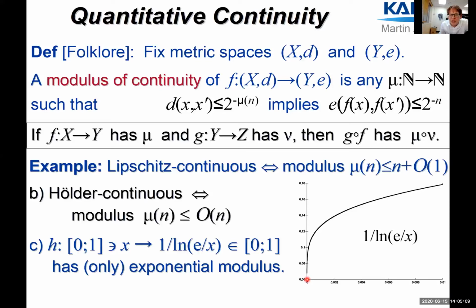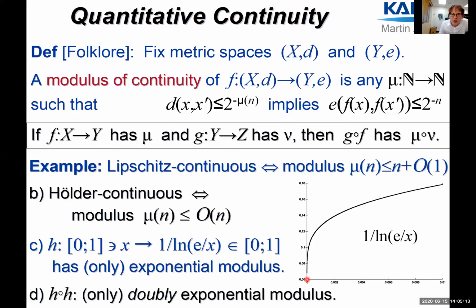And one can push that game further by iterating h. So the composition of h with itself again maps the unit interval to itself. And one can see that this even has a doubly exponential modulus. So it's even more steep. And of course, there's no stopping here. We can consider triple composition, quadruple composition, and make the modulus of continuity climb up a hierarchy, a tower of exponentials. So these are all continuous functions, but with increasingly worse quantitative continuity properties. And these properties are important for our later investigations of the main theorem, quantitative refinements of the main theorem.